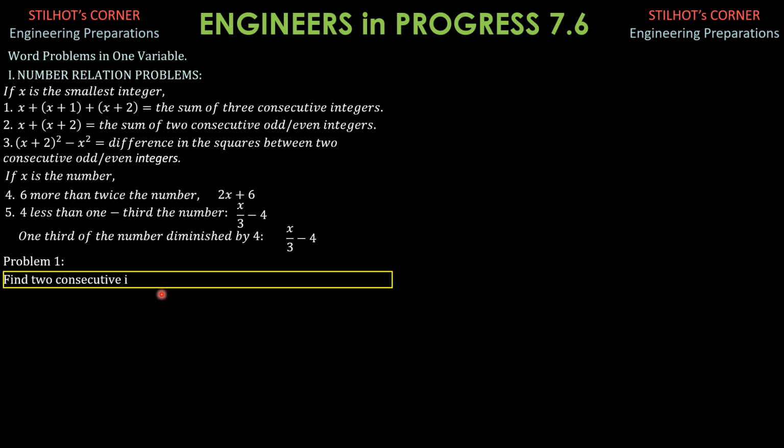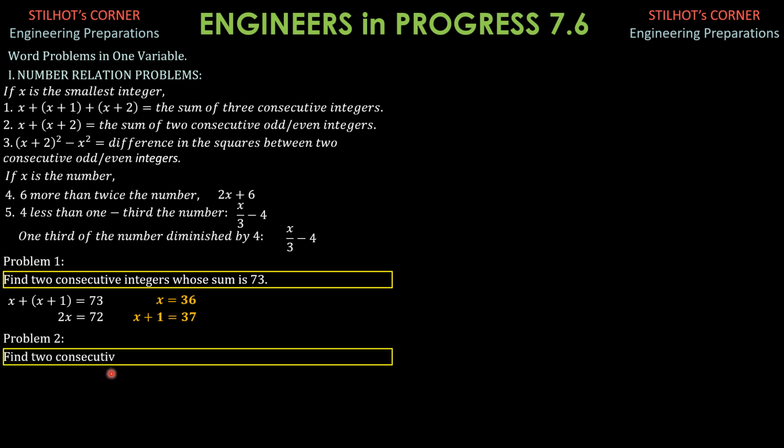Problem 1. Find two consecutive integers whose sum is 73. So x plus quantity x plus 1 equals 73, where x is the smaller integer. So 2x equals 73 minus 1, 72, divided by 2, so x is 36, and x plus 1 is 37. So these are the two consecutive integers, whose sum is 73.